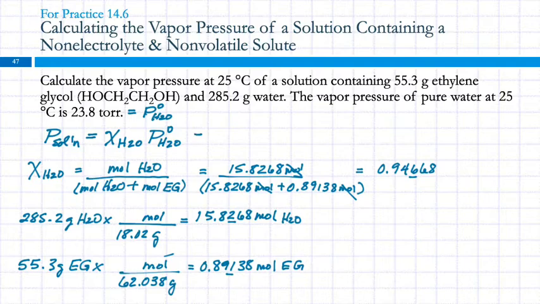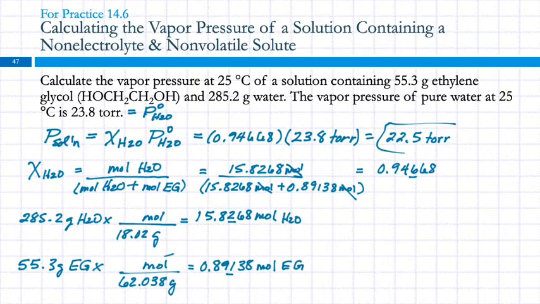So to find the vapor pressure of the solution, I take my mole fraction of solvent and multiply by the vapor pressure of the pure solvent, and we get 22.5. This solution is a little bit of ethylene glycol in a lot of water. So our mole fraction here for the water is close to one. It's mostly water. And so the vapor pressure of the solution is going to be close to that of the pure solvent, just a little bit less.